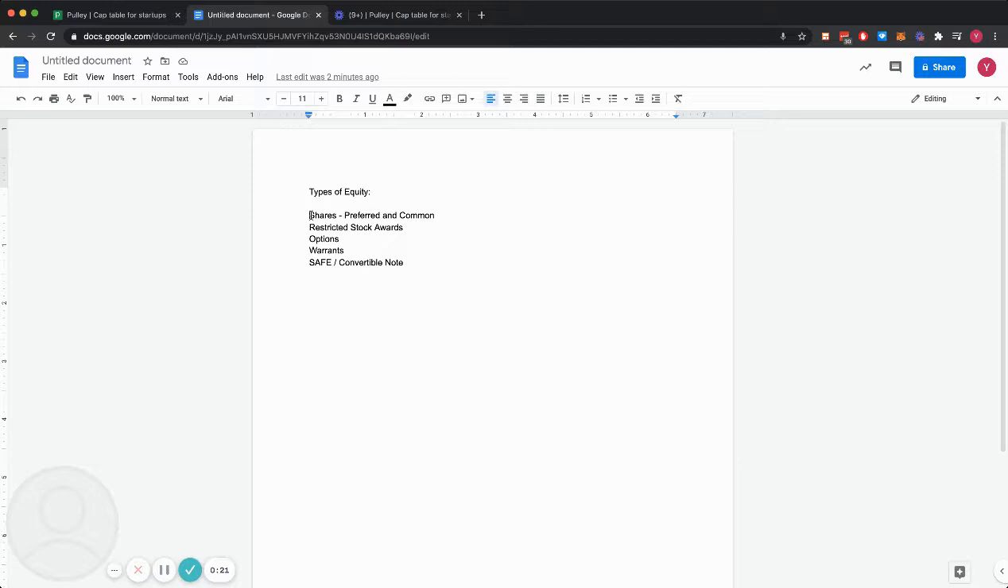The first one is shares. So I think this one is the most common one. Shares are something that a founder can own, employees can own, investors can own. There's 2 types of shares. One is preferred and one is common. Typically, investors get preferred shares and employees get common shares.